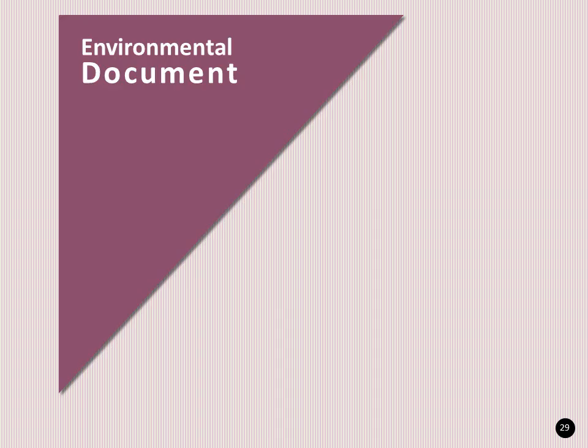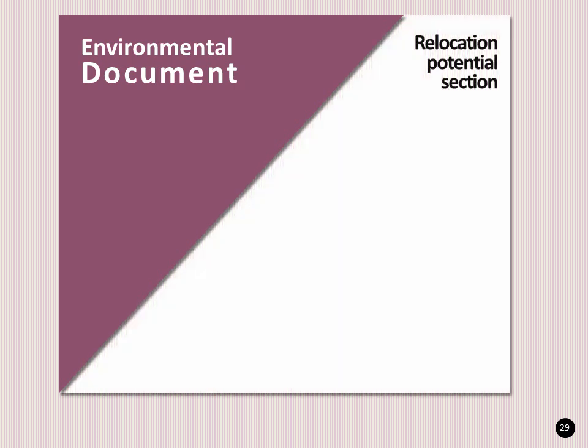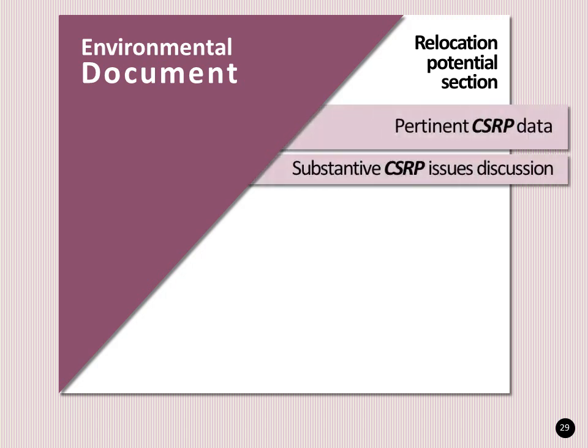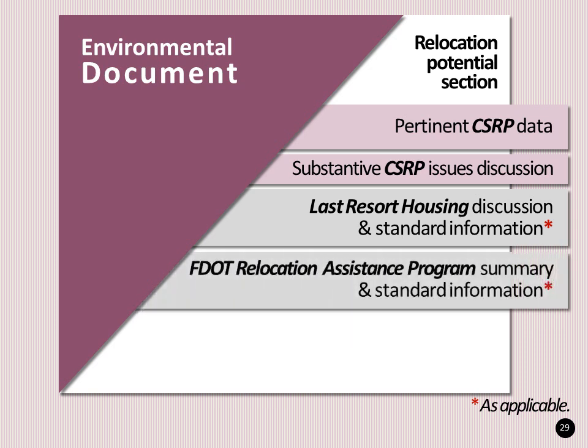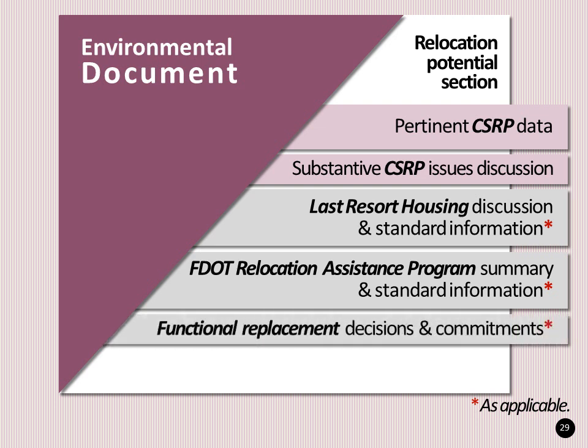When relocations are indicated by the SCE evaluation, the environmental document must contain certain information in the section addressing relocation potential. This includes pertinent CSRP data and discussion of related substantive issues, the estimated number of households requiring last resort housing and standard information from the PD&E Manual, a brief summary of FDOT's Relocation Assistance Program and standard information, and the results of discussions and decisions concerning functional replacement.